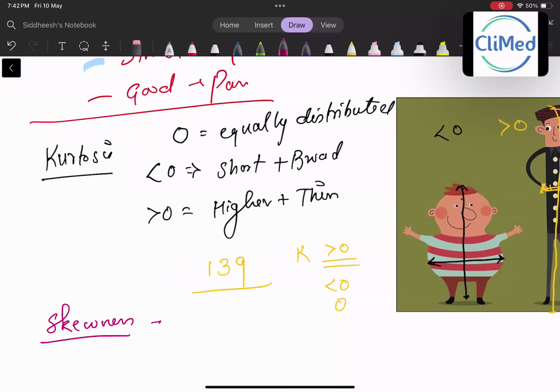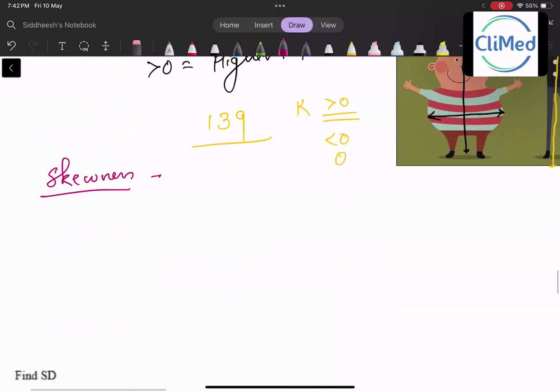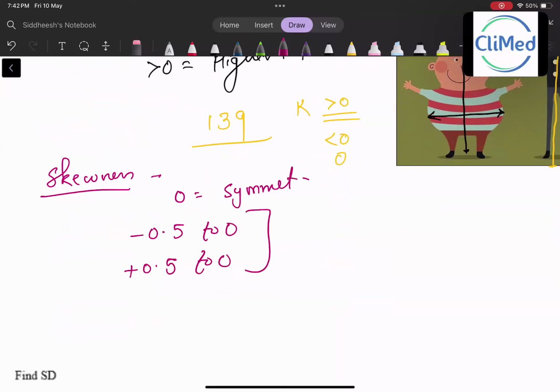The next teacher we have is skewness. And what does it measure? It measures how much data is symmetrical, right? This is a very lenient teacher, first of all, so we have multiple ranges to follow. The first range is 0, which means data is symmetrical. Correct? Now, if it is between minus 0.5 and plus 0.5, we can consider that data almost symmetrical. In some books, they write approximately symmetrical.